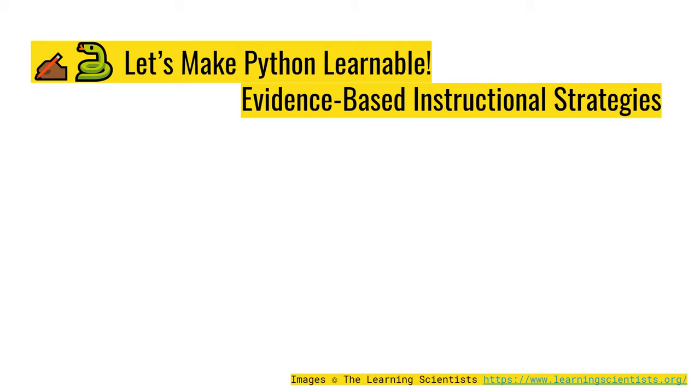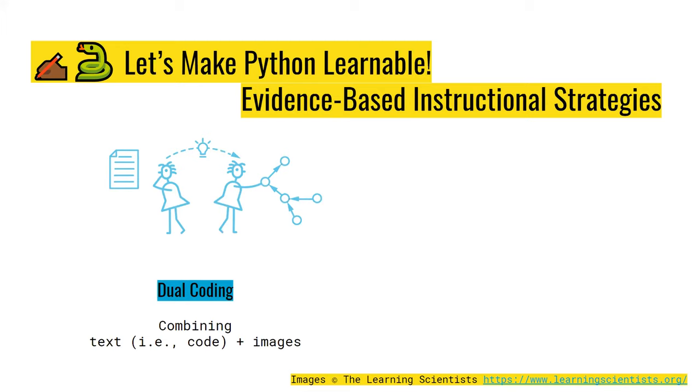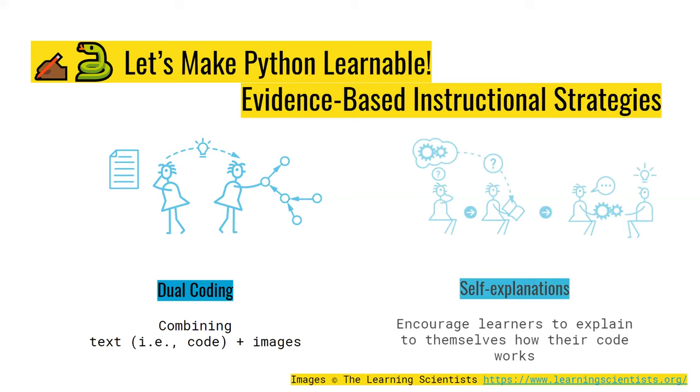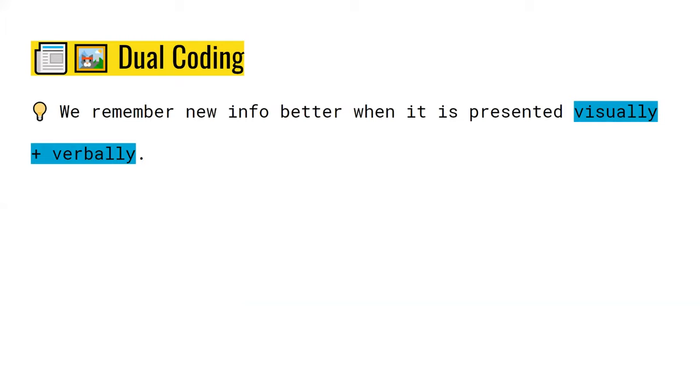And they are called dual coding, which is combining text or code plus images to introduce new information, and self-explanations, in which you encourage your learners to explain to themselves how their code works. So first, we have dual coding. Dual coding works because we remember new information better when it's presented to us visually and verbally versus when it's presented only visually or only verbally.